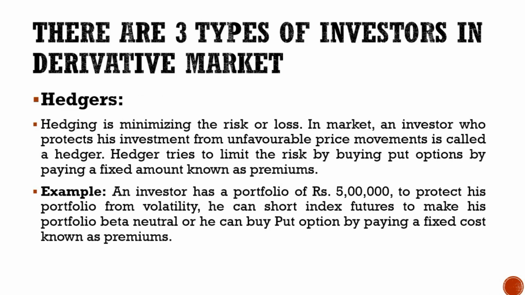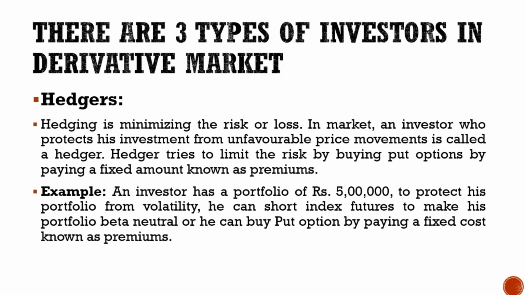The next type is known as the hedger. Hedging is minimizing the risk or loss, as we have learned earlier also. In the market, an investor who protects his investment from unfavorable price movement is called a hedger. So any person who tries to protect his investment from the volatility of the market is known as the hedger. The hedger tries to limit the risk by buying put options by paying a fixed amount known as premium.